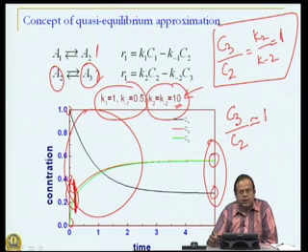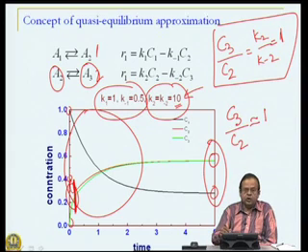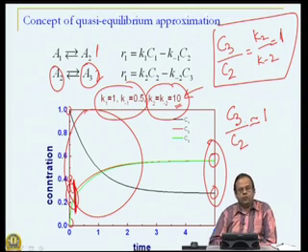There may be small variation, but being engineers we always talk about the practicality of the situation. So, even though numerically or mathematically speaking there may be difference between C3 and C2, they have reached almost equilibrium. This is what is known as quasi equilibrium approximation.